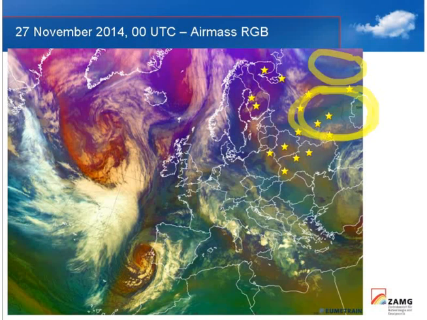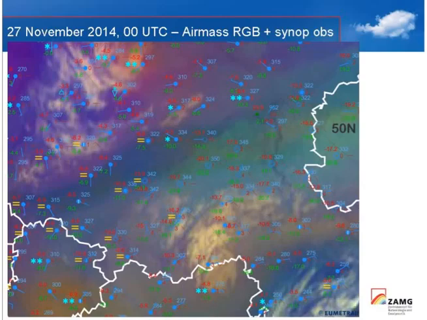You see these greenish colors, and if we now zoom a little bit in and overlay it with synop observations, you can see that it's really cold. We have really cold conditions. We have -20. Oh, no, you don't see it very good.